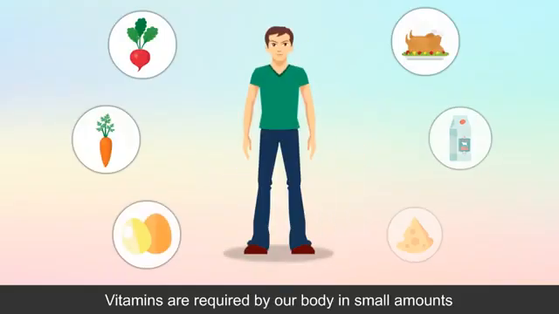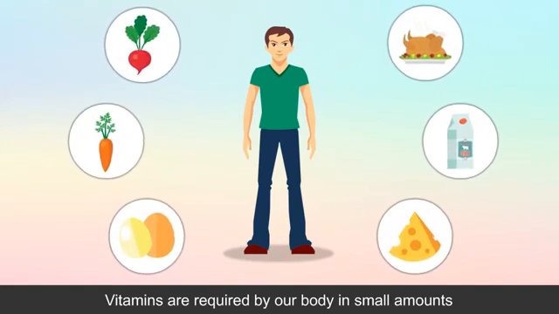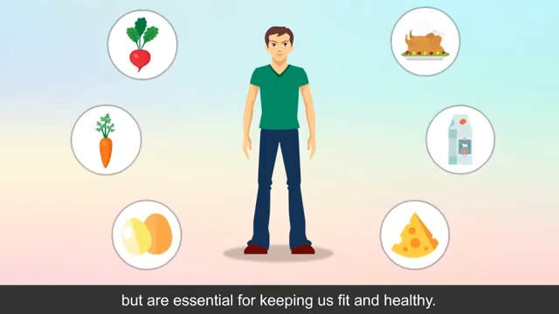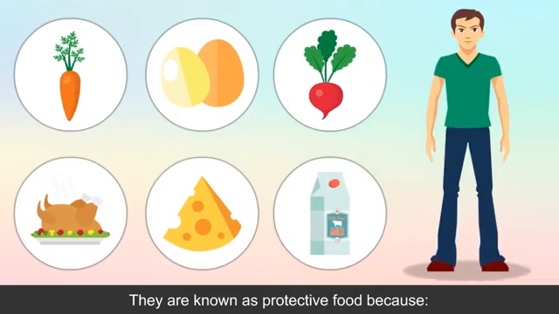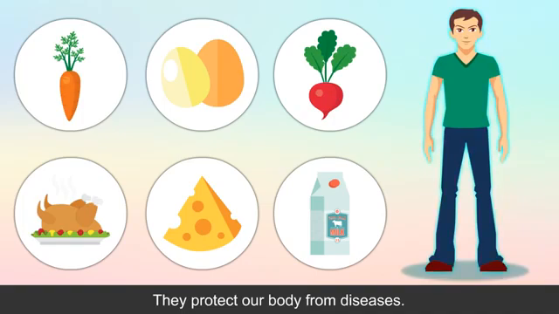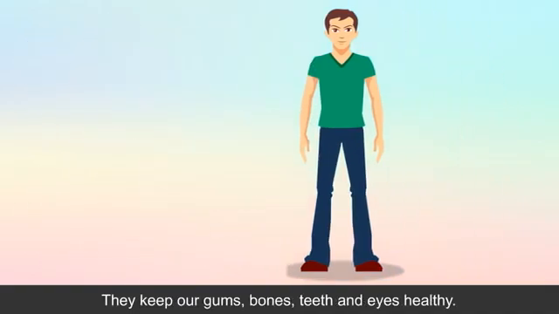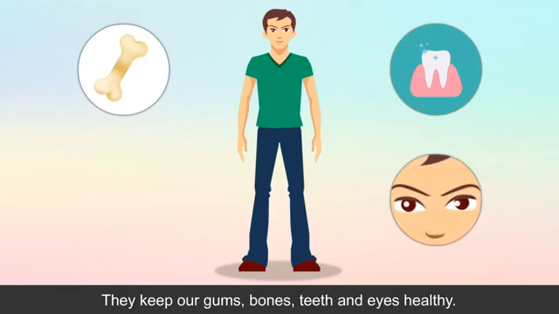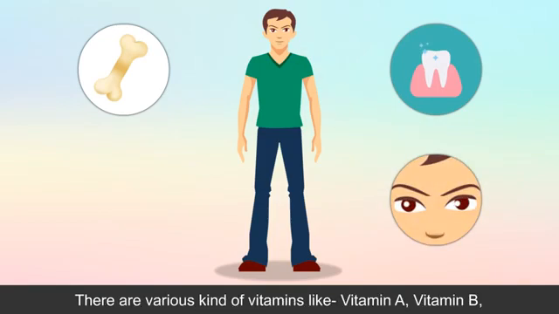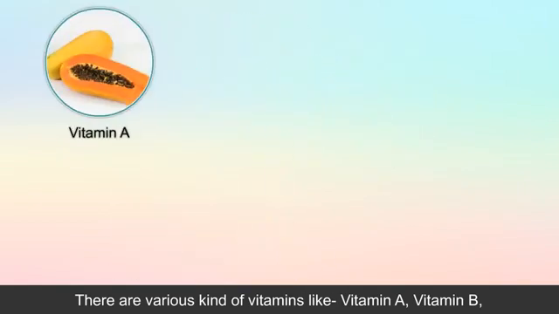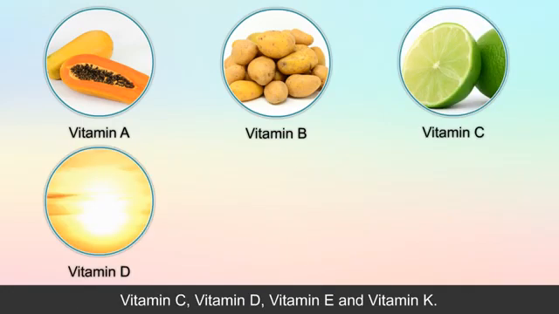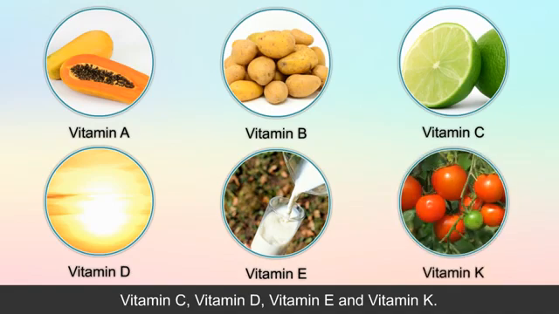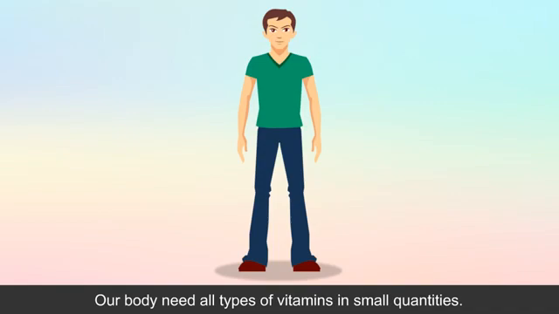Vitamins. Vitamins are required by our body in small amounts but are essential for keeping us fit and healthy. They are known as protective food because they protect our body from diseases. They keep our gums, bones, teeth, and eyes healthy. There are various kinds of vitamins like vitamin A, vitamin B, vitamin C, vitamin D, vitamin E, and vitamin K. Our body needs all types of vitamins in small quantities.